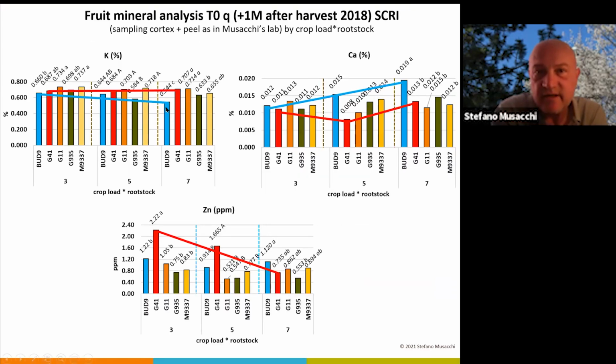So this is just an example. This is an increasing level of crop load, Budagovsky 9, the blue line, and you see that the level of potassium is going down, and at the same time the level of potassium is stable in the red, that is G41. And look at what happened in the calcium.